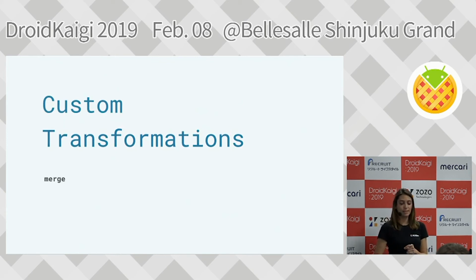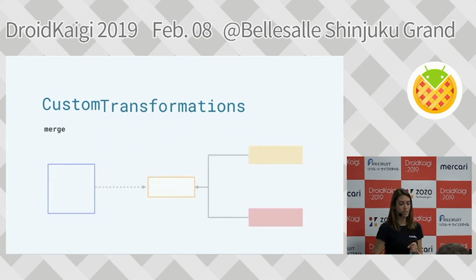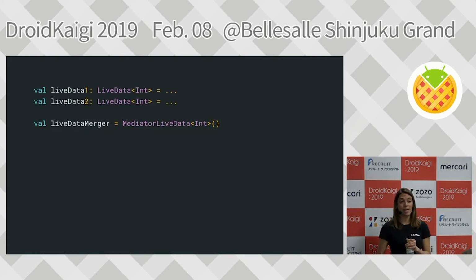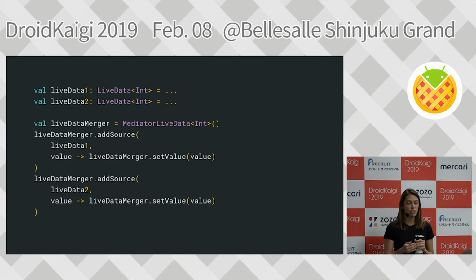To do that, let's try to implement a merge. Let's say that we want a LiveData to merge the emissions of 2 objects. That's all. To do this, we would use a MediatorLiveData. We would define our LiveData 1 and LiveData 2, our sources, and then we would just add those as sources to the LiveData merger. And then every time, for example, LiveData 1 has emitted a value, we're just setting that value to the LiveData merger.